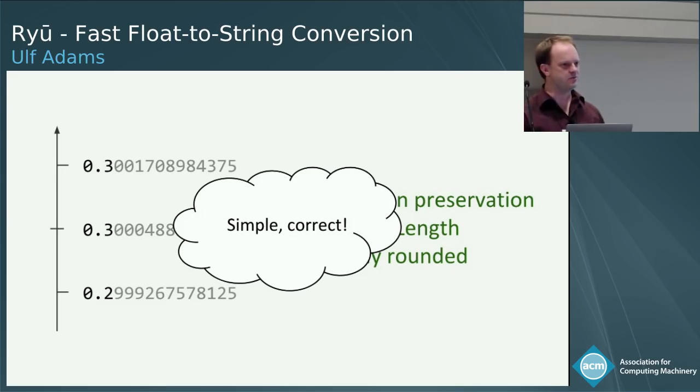All right, so that's the easy part. Now, how can we make this fast? Well, why is it slow in the first place? I said arbitrary precision arithmetic, but where does it come from?